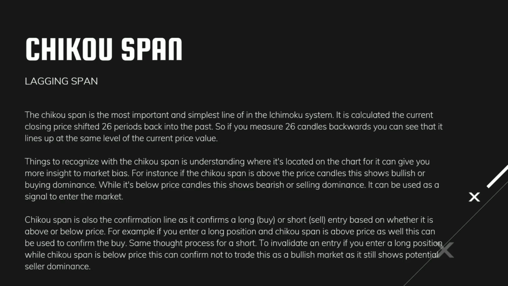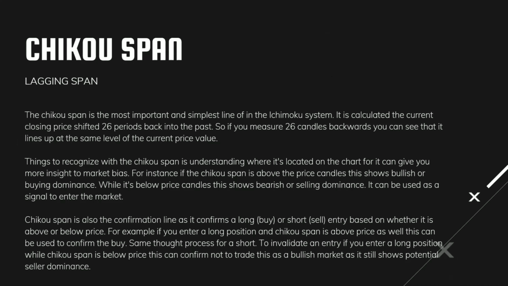So here, our Chikou span, also known as the lagging span, the Chikou span is the most important and simplest line in the Ichimoku system. So you guys pay attention to the Chikou span. It is very underrated and it's the most overlooked line in the system.